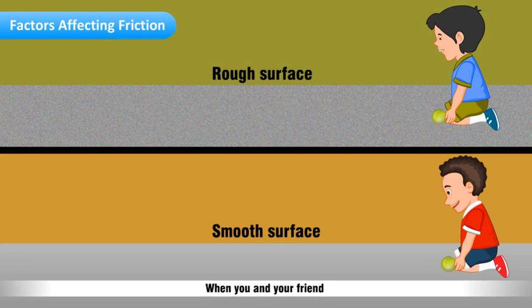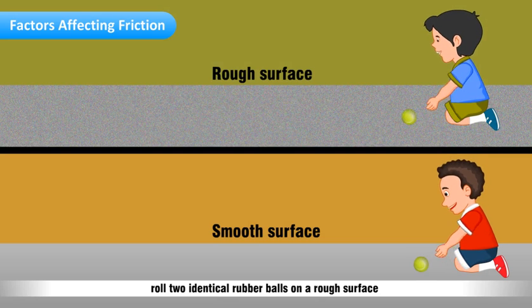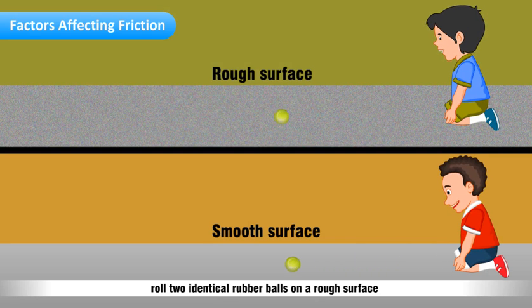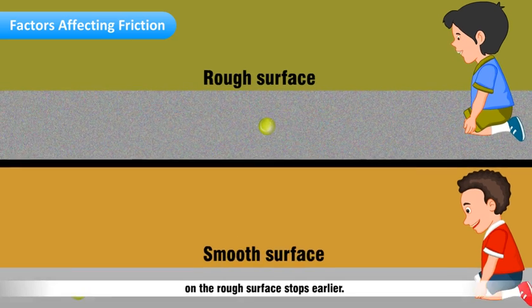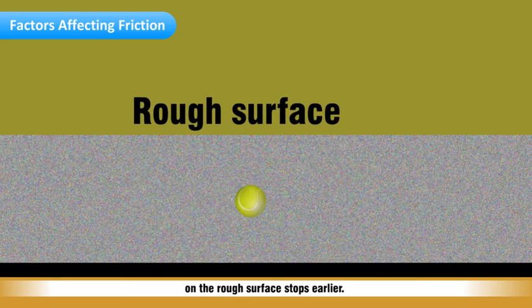Factors affecting friction. When you and your friend roll two identical rubber balls on a rough surface and a smooth surface, respectively, you will observe that the ball rolling on the rough surface stops earlier. It is because the rough surface has a large number of irregularities that cause more friction between the ball and the floor.